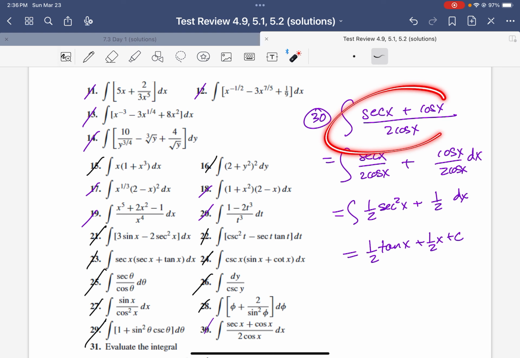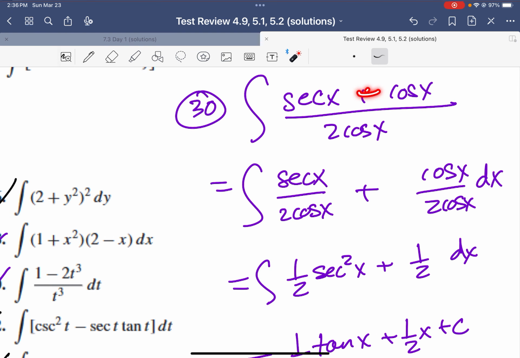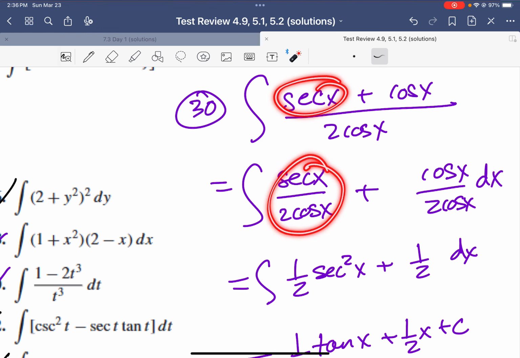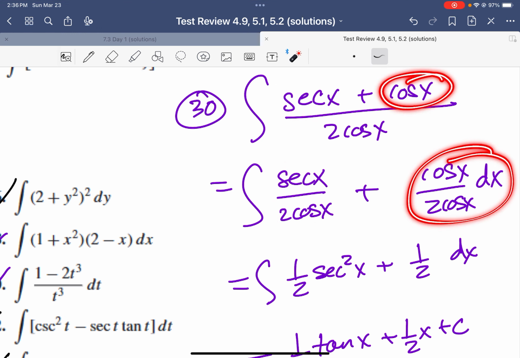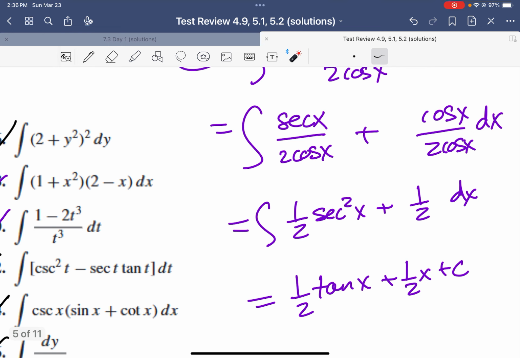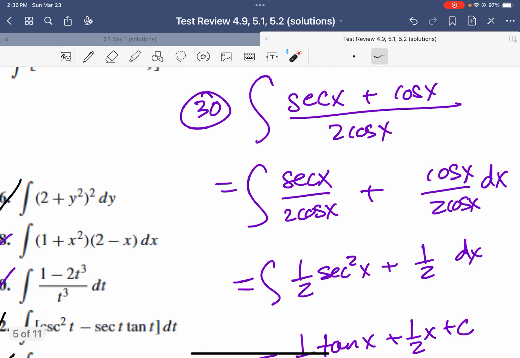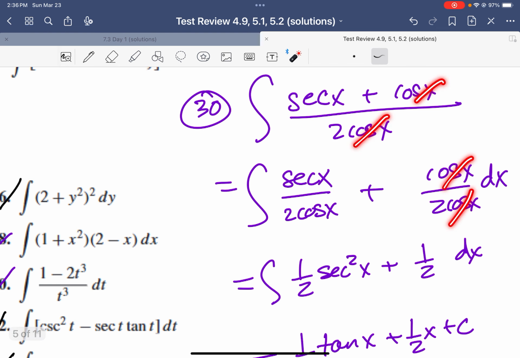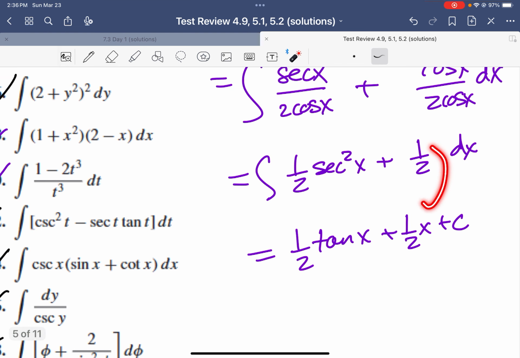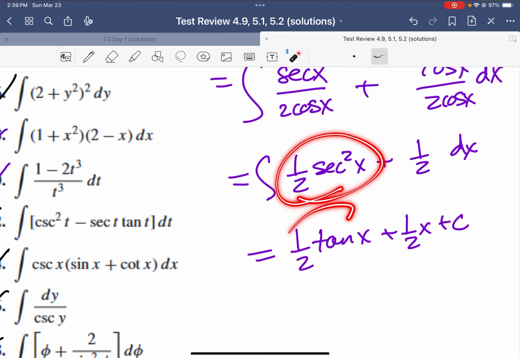30, if you got two things added together over a common denominator, you're going to break it up into the first one divided by the denominator plus the second one divided by the denominator. But 1 over cosine is just secant. So this is really secant squared with a 1/2 out front. And cosine over cosine cancel out and just give you a half. So the antiderivative of a half is half x. And the antiderivative of secant squared is tangent. So the antiderivative of this is that.